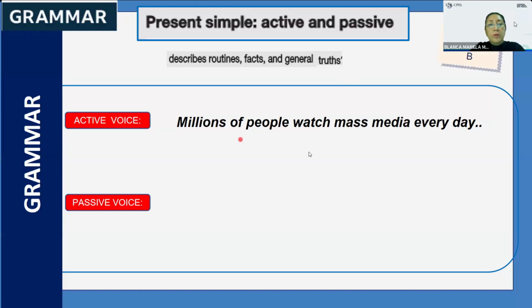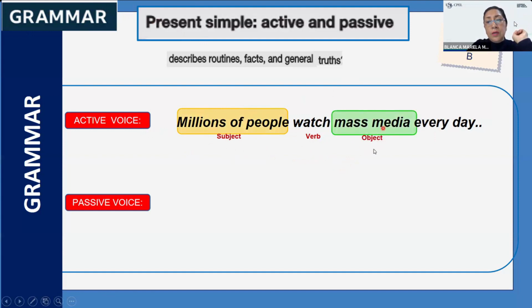Okay, so for example, this sentence in active voice: millions of people watch mass media every day. Active voice. So in this sentence, you will have to identify three parts: the subject of the sentence, the verb of the sentence, and the object. Okay, the object.